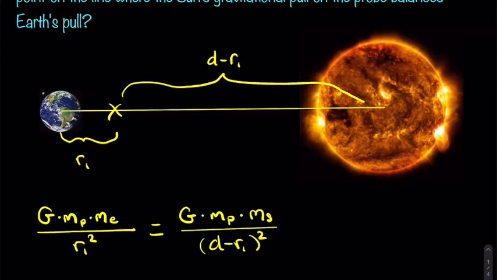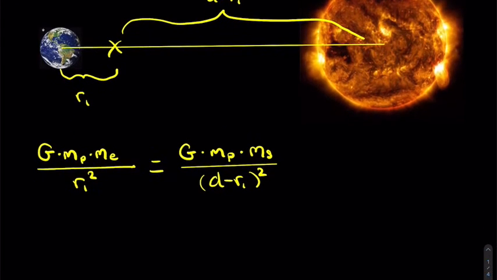Notice right away that G and the mass of the probe both cancel immediately. And so we can simply rearrange this and solve for R1 first.